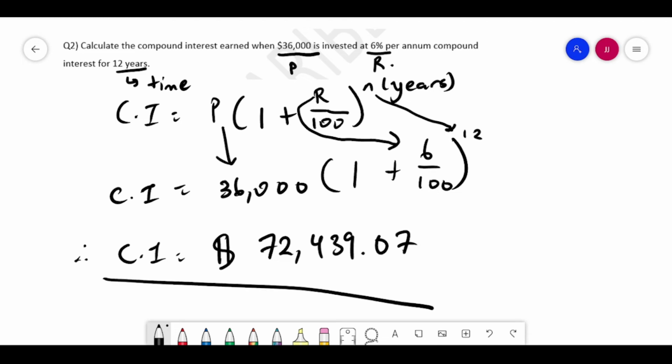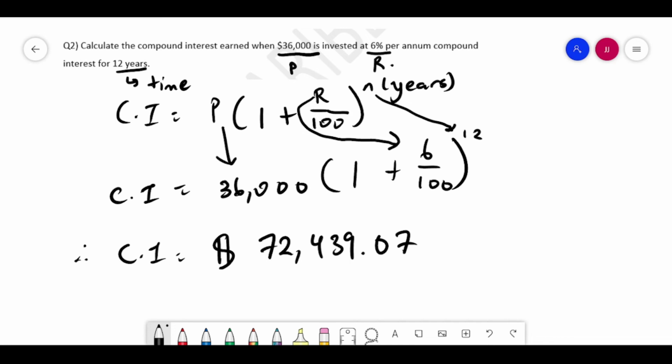$72,439.07. Usually, sometimes with questions like these, they will explain or say how many decimal places to keep it to. But since we're working with dollars, keep it to 2 decimal places, right?